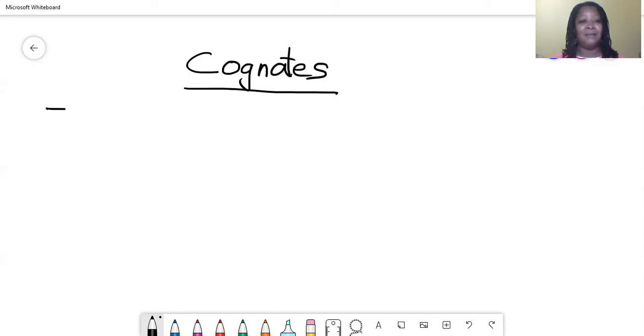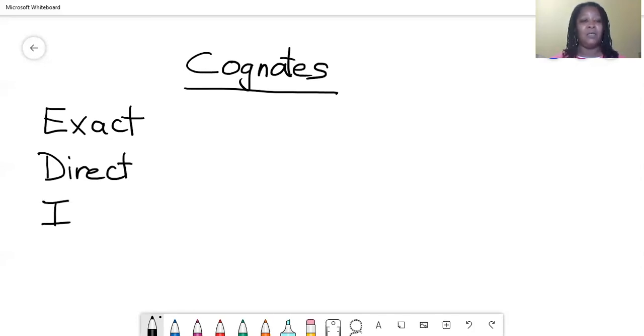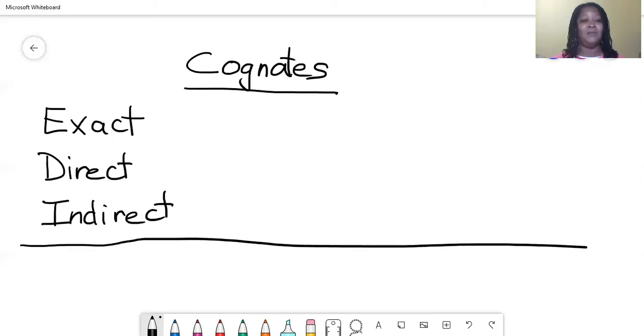We have exact cognates. Those are cognates that are spelled the same way in both Spanish and English, but the only difference is with the pronunciation. We have direct cognates, that's what we're going to be looking at in this video. And we have indirect cognates. That will be in another video completely. And so let's just get straight into looking at our direct cognates.